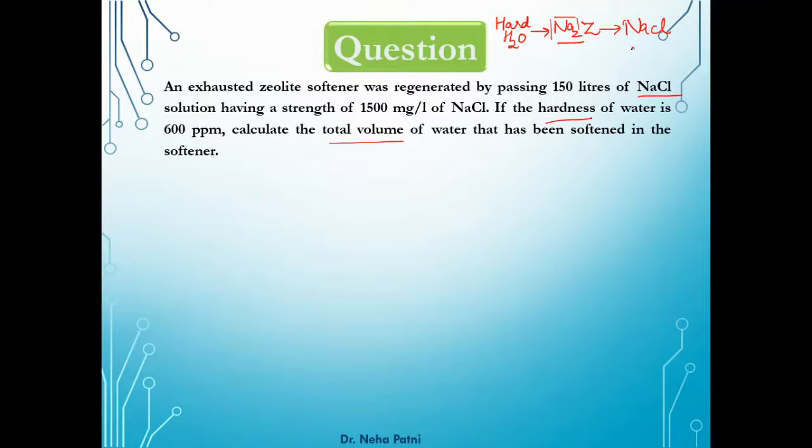Now if you relate this, if A is equal to B, that means the greater the hardness, the greater the zeolite consumption. Then B is equal to C, that means whatever zeolite is exhausted would be regenerated using NaCl. So I can directly use A is equal to C. That means whatever hardness is present in the water, the NaCl used for regeneration of zeolite would be proportional. That's how you can skip the details of zeolite in the question, and they only give you the details of hard water versus NaCl.